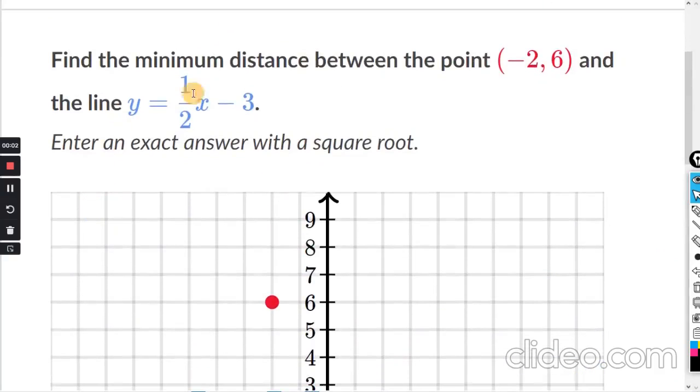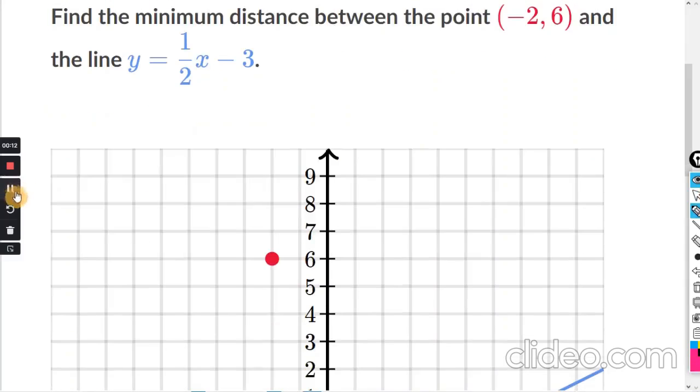All right, one more. They want us to find the minimum distance between the point negative 2, 6 and the line y equals 1/2 x minus 3. Enter the answer as a square root. This time I'll get the slope from the line equation itself. We can see that the equation is in the form y equals mx plus b. So m is the slope, the number multiplied by x. And we can see right here that m equals 1/2.